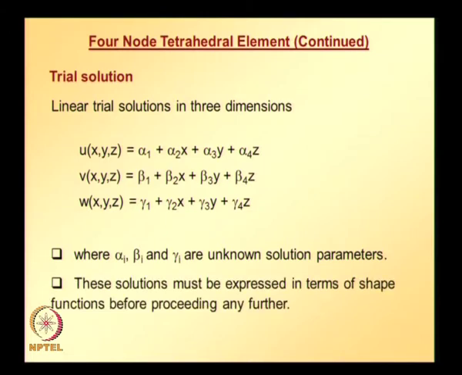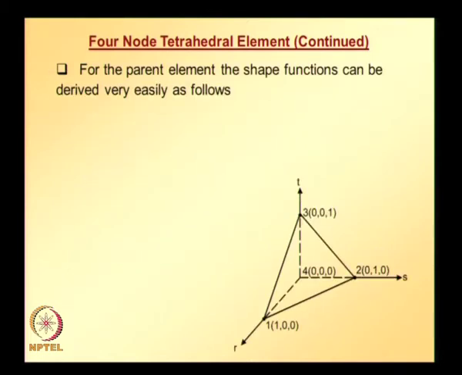unknown solution parameters, and these solution parameters must be expressed in terms of finite element shape functions before proceeding any further. So, what we will do is we will adopt a procedure that we are already familiar with. For the parent element, the shape functions can be derived very easily as follows. You start with the trial solution, substitute the nodal value of the trial solution corresponding to node 4, substitute r is equal to 0, s is equal to 0, t is equal to 0, and equate the trial solution value to the value of the displacement, or the nodal value at node 4.